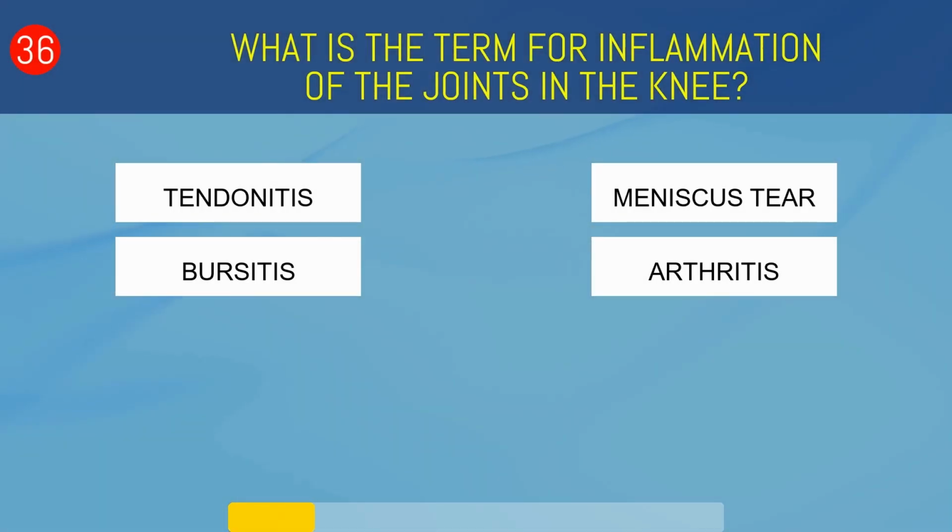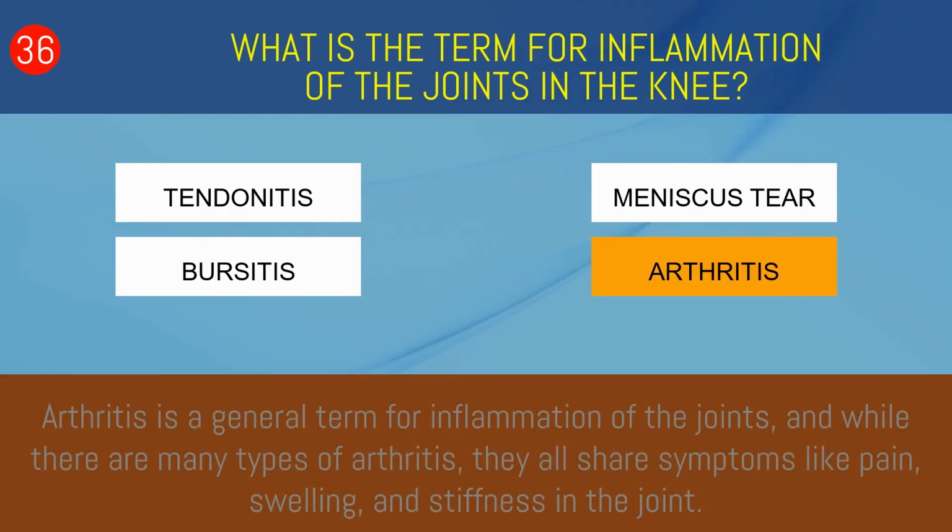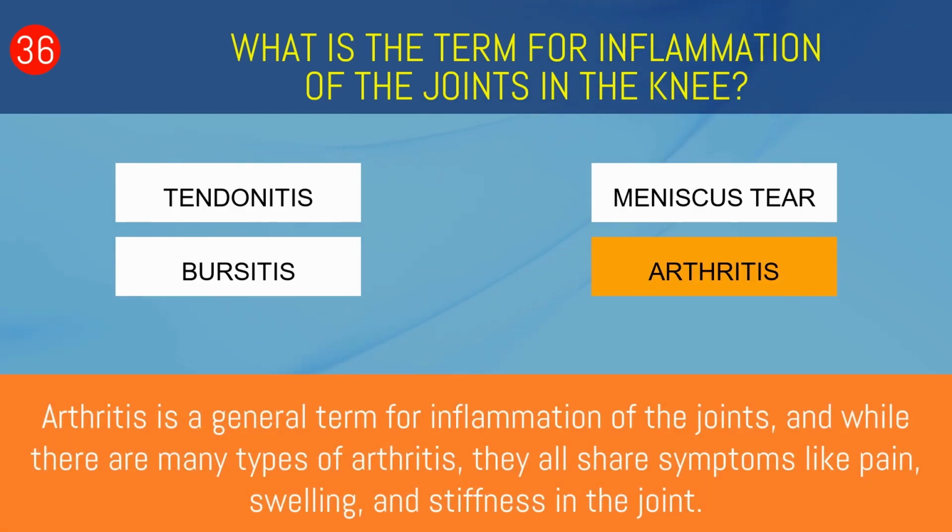What is the term for inflammation of the joints in the knee? Tendinitis, bursitis, meniscus tear, or arthritis? Arthritis. Arthritis is a general term for inflammation of the joints, and while there are many types of arthritis, they all share symptoms like pain, swelling, and stiffness in the joint.